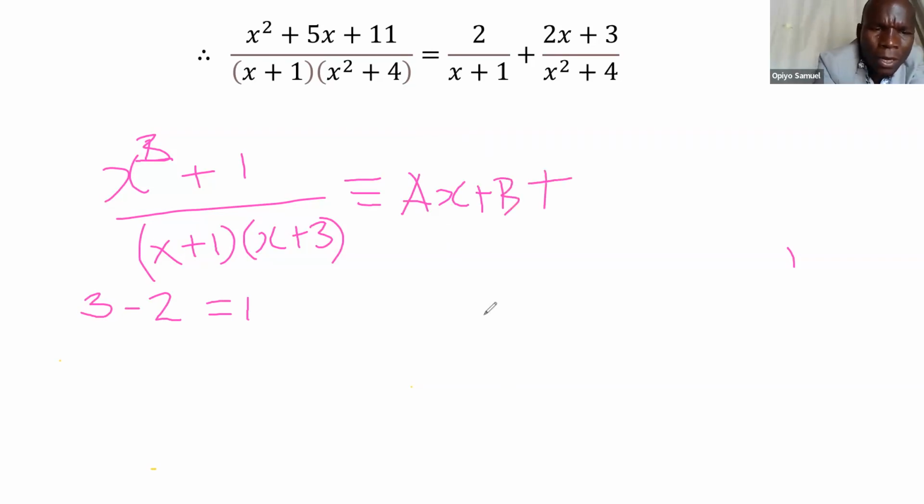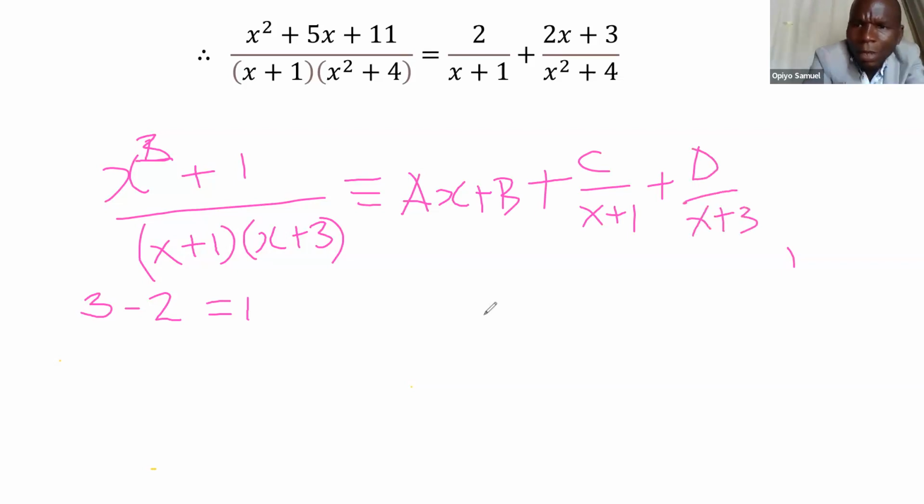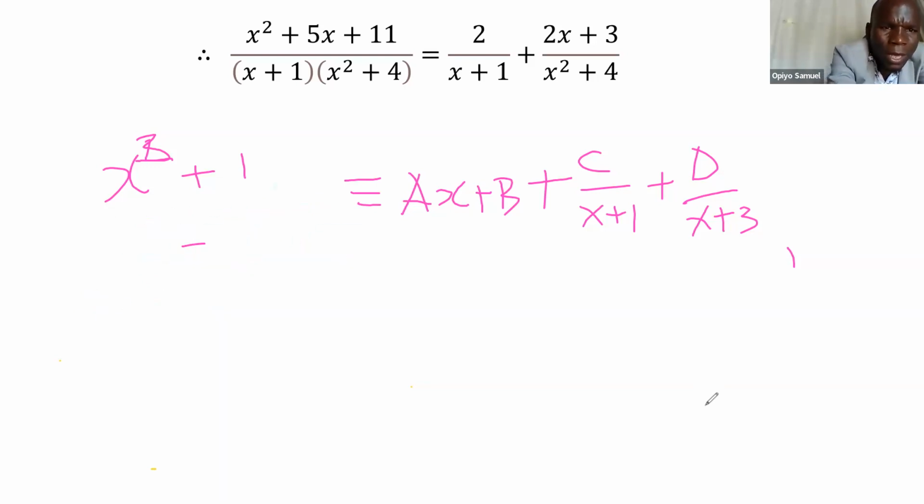Then plus, now, we shall have, the first part here is linear, so we shall have c over x plus 1 plus d over x plus 3. So that's for when you have improper fractions. Be careful before you express this in partial fractions. Be careful to note whether it is a proper fraction or an improper fraction. Then you proceed with your work. So that is for expressing in partial fractions.